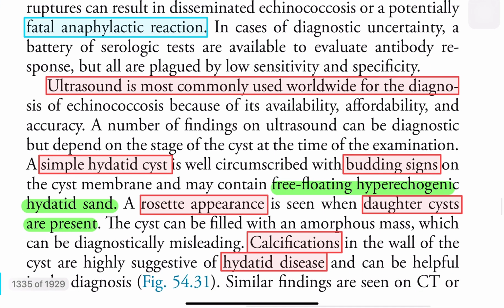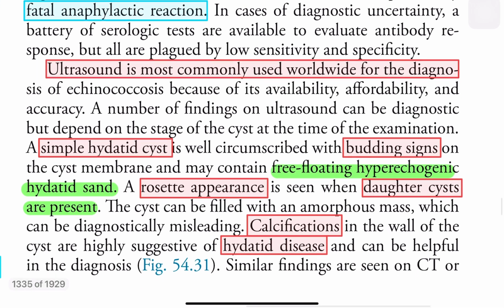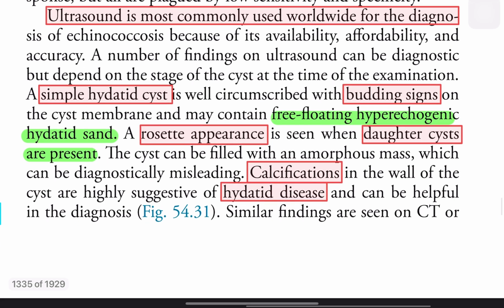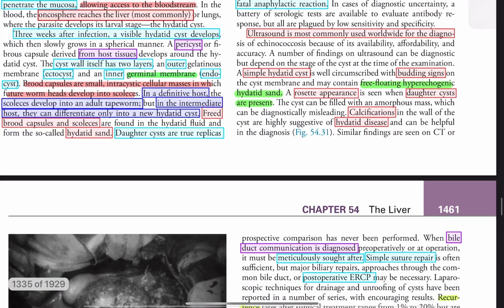Ultrasound is most commonly used worldwide for diagnosis. In a simple hydatid cyst, the budding sign is present, containing free floating hyperechogenic hydatid sand. A rosette appearance is seen when daughter cysts are present, and calcification of the wall of the cyst is highly suggestive of hydatid disease.